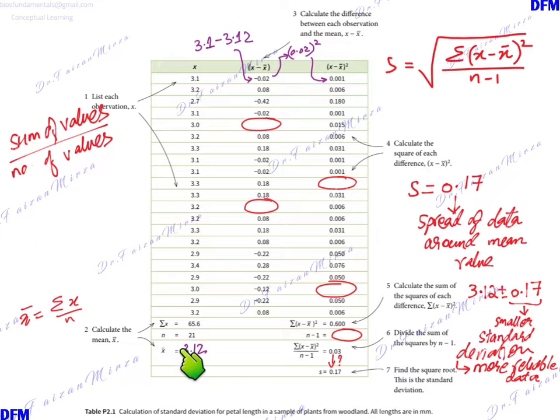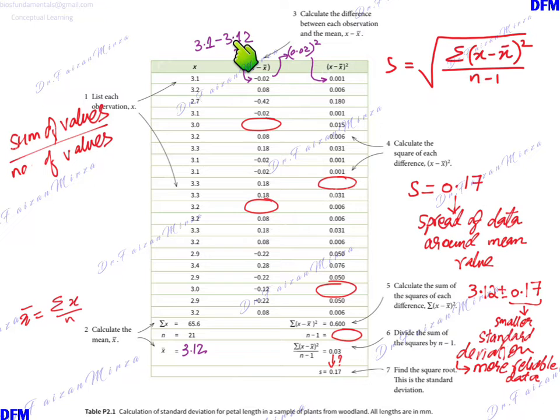Now that I already have the mean, I'll go to my next two columns. The second column is x minus x bar. X bar is the mean, 3.12. So I'm filling up the second and the third column. How do I do that? This value of x is 3.1. I'll subtract 3.12 because it is x minus x bar. So 3.1 minus 3.12, I get the answer here, and this answer will then be squared and mentioned here.